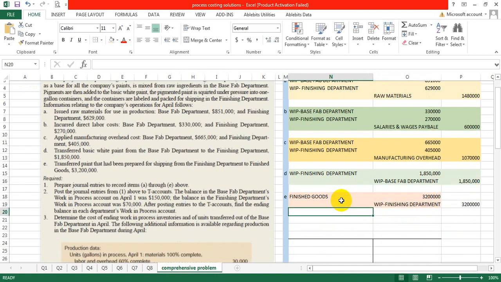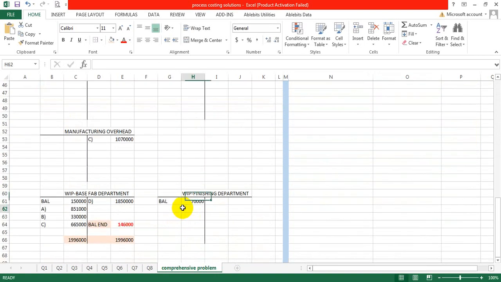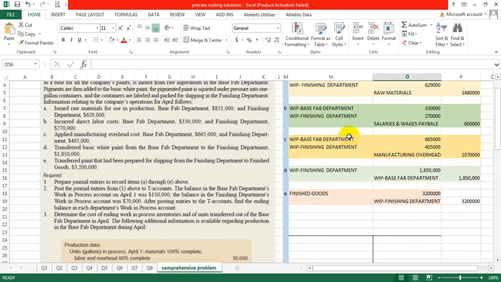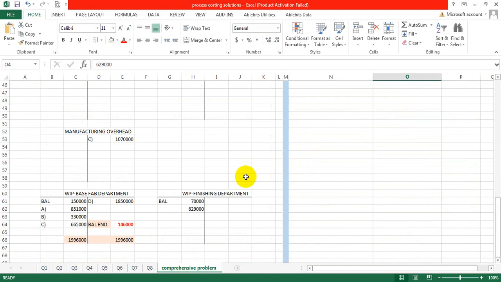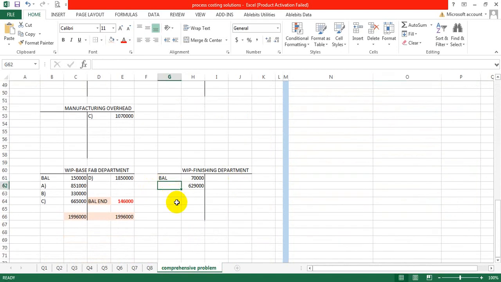Alright. Now let's see the second account. What transactions happened in it? A, B, C, D. In A, 6,29,000. Let's check now. 6,29,000 debit, 6,29,000 finishing department, 6,29,000 debit A. Now B, now C, and then D, right? A, B, C, D, four transactions are there. Number one, 6,29,000. Second one is 2,70,000.